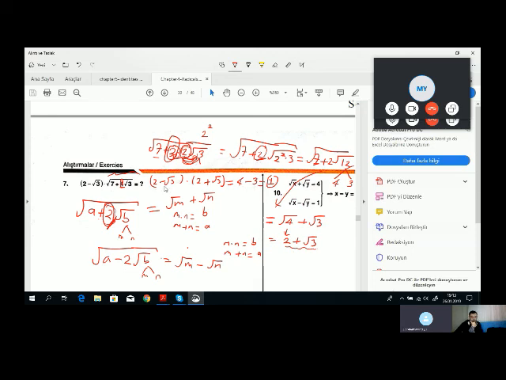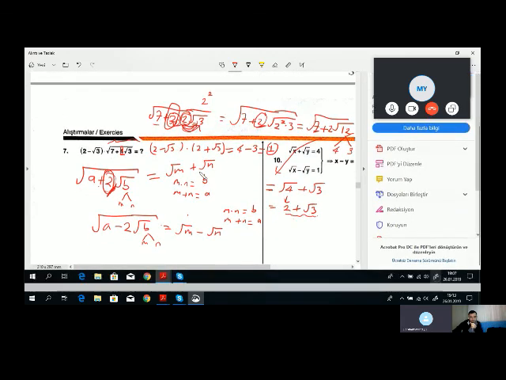I will talk about this type of identities today. It is difference of two squares. I will talk about this fact today. Okay. The result is equal to 1.